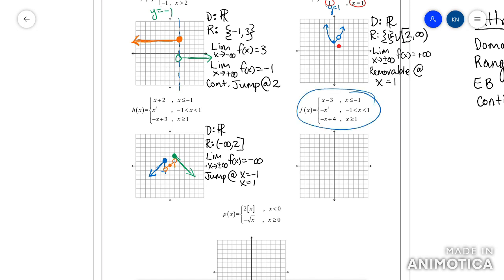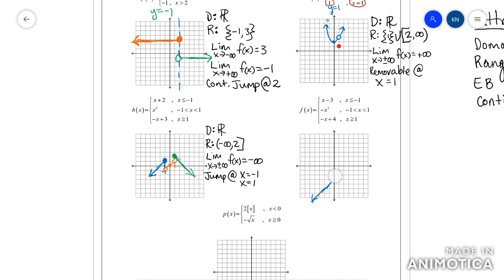All right, this next one here is also going to have 3 sections of line, and the breaks are also going to happen at -1 and at +1. So the first thing I would do is graph this line. X minus 3 would look like this. Then I would restrict its domain. So that's only for everything less than -1. So everything to the left of that vertical line that I just drew.